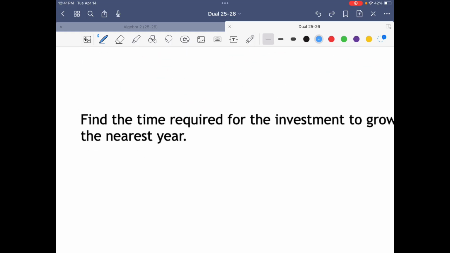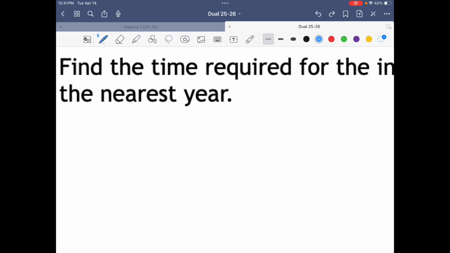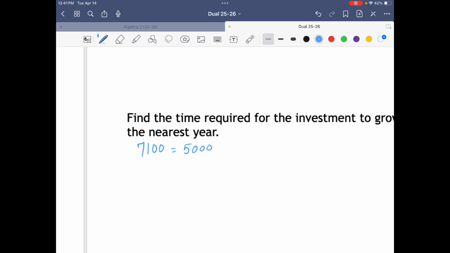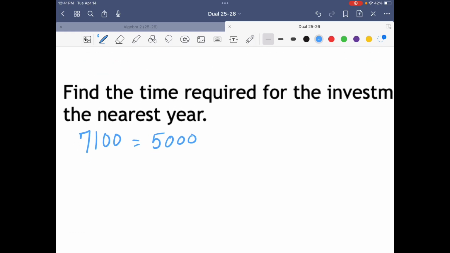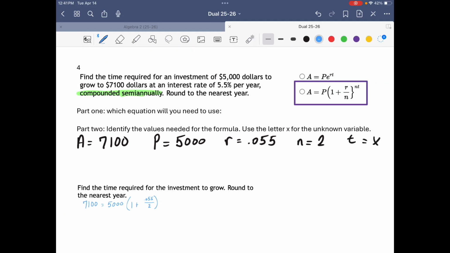Time to write tiny because there's a lot of work here. So A is 7,100 equals P, which is 5,000. Right, 5,000? Yeah, 5,000. Parentheses, 1 plus R over N, and R was 0.055. Over N, that was 2. And then on top, the exponent is going to be N times T, so 2 times X, so 2X.